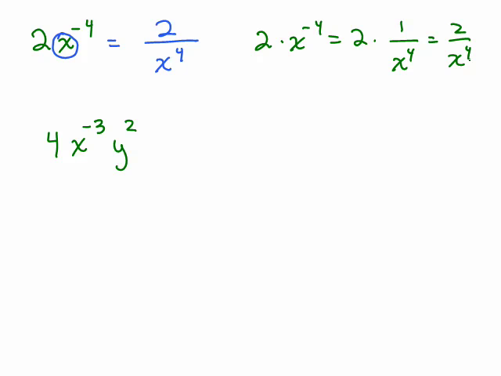The simpler way to do it is to take anything that has a negative exponent in the numerator and put it in the denominator with a positive exponent, but only the base that has the negative exponent. So let's look at the second one. There's only one thing that has a negative exponent on it, and that's the x. So in this case, the 4 and the y squared are still in the numerator, but the x cubed is in the denominator.